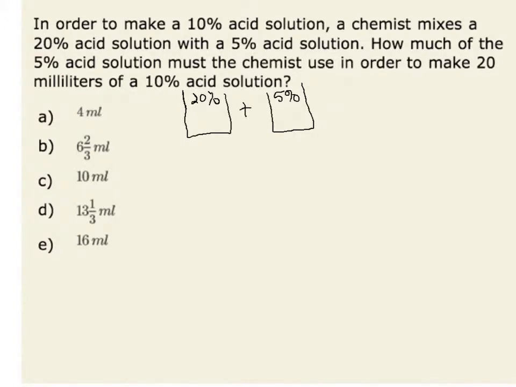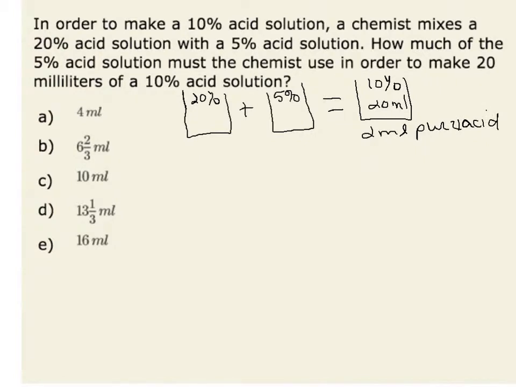When I mix these together, what I want is my container to be a 10% acid solution and have 20 milliliters of solution. Therefore, 10% of my 20 milliliters is pure acid. Or, likewise, 10% of 20 is equal to 2. I have 2 milliliters of pure acid in my final mixture.